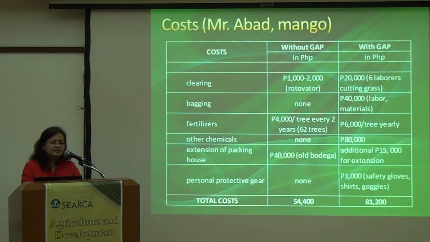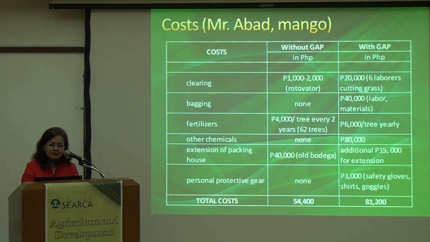Now let me show you some costs. Mr. Abad, for his 103 trees, spent 81,200 pesos when he practiced GAP. And these were for additional laborers for cleaning the farm, and additional supplies for bagging the mangoes, which is 40,000. This includes the labor because you need to climb the mango to wrap each mango fruit. And among others, fertilizers, chemicals, and he needed to extend his packing house. He had an old packing house which was 40,000 pesos, but he needed 15,000 more to extend the structure.